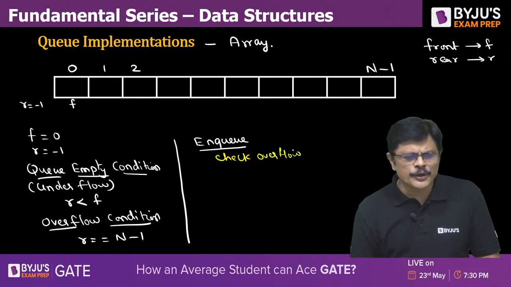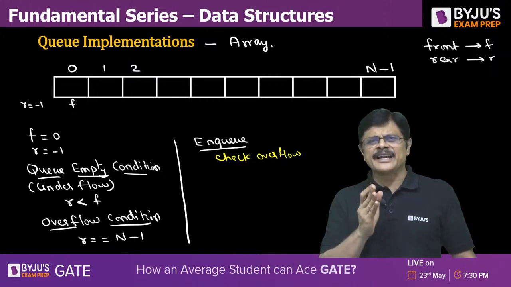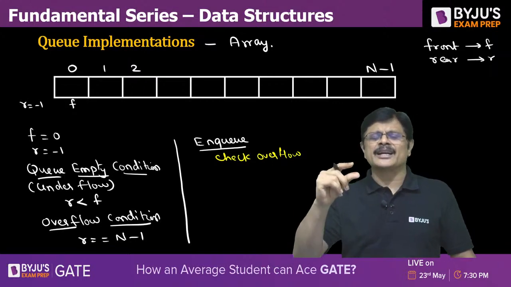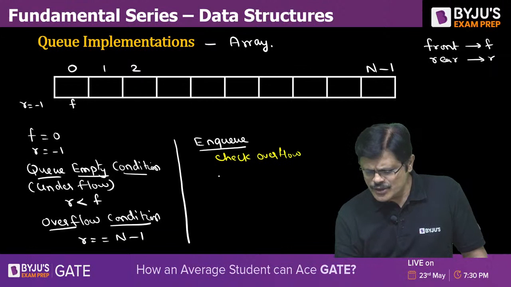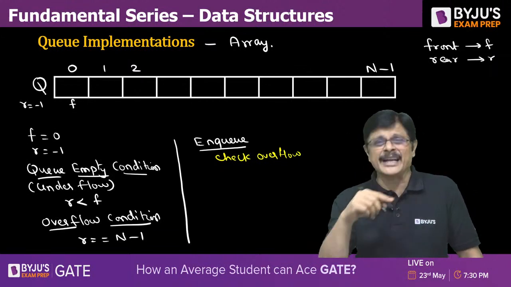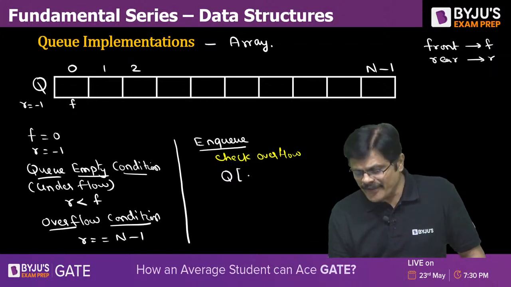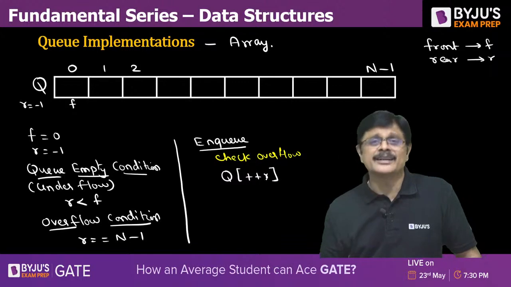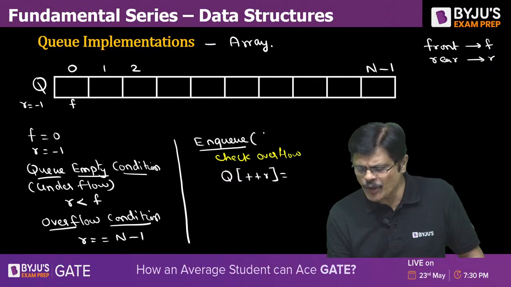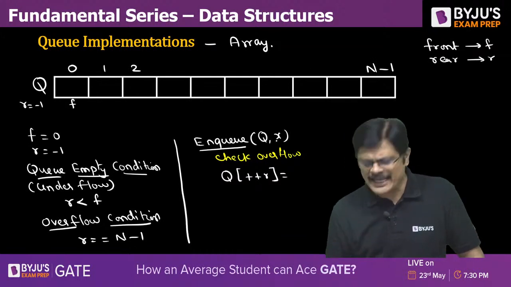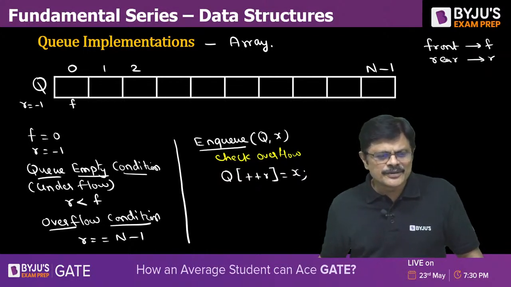If there is no overflow, then you are going to do the insertion. How do you do the insertion, my dear friends? The idea is, every time rear is incremented, and at that particular index you insert the element. Suppose the array name is Q. What happens in the NQ operation? The rear index is incremented, it is a pre-increment, then you insert that particular element. If you want to insert element X in Q, you can write Q[++R] = X.